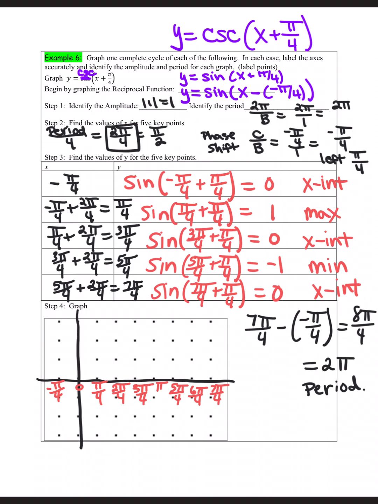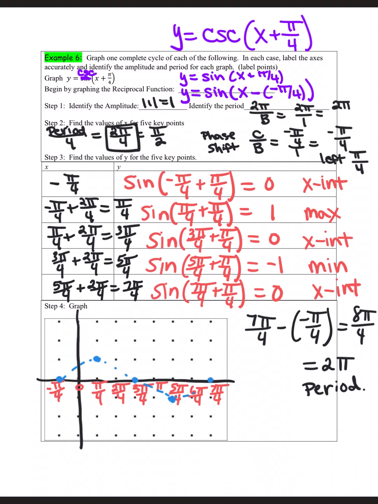So my first point here for the sine function, I'm going to use blue: negative pi over 4, 0. And then we have pi over 4, 1. Then we have 3 pi over 4, 0. Then we have 5 pi over 4, negative 1. And then we have 7 pi over 4, 0.